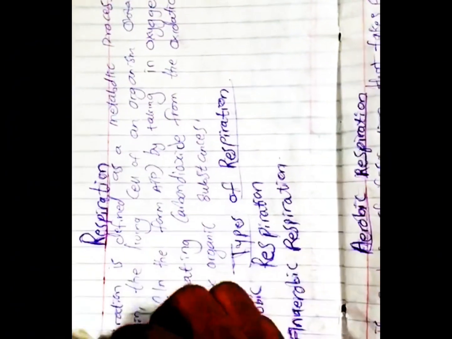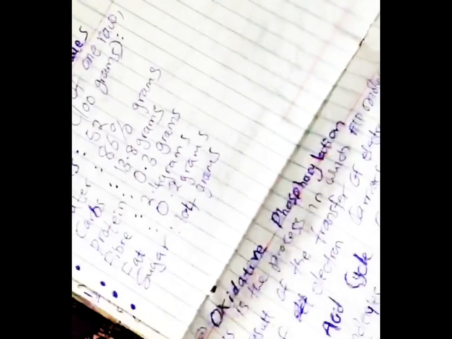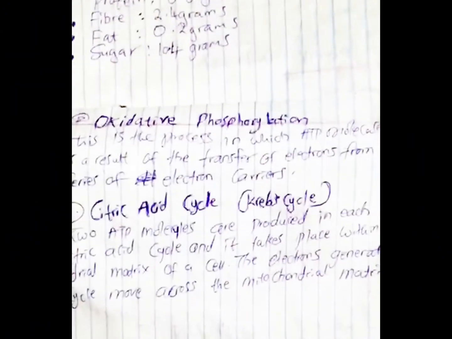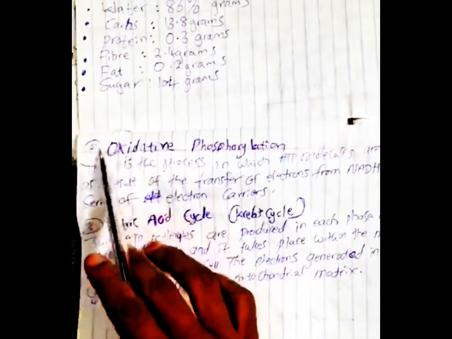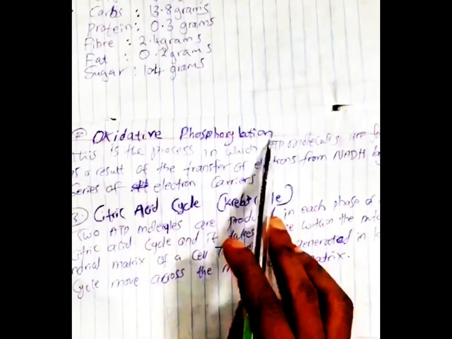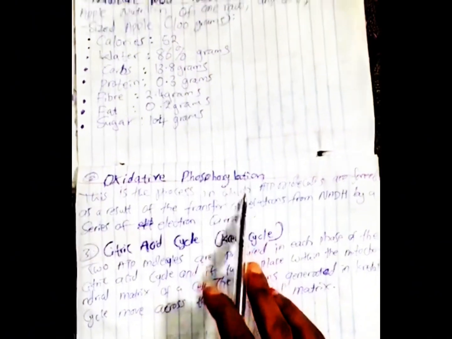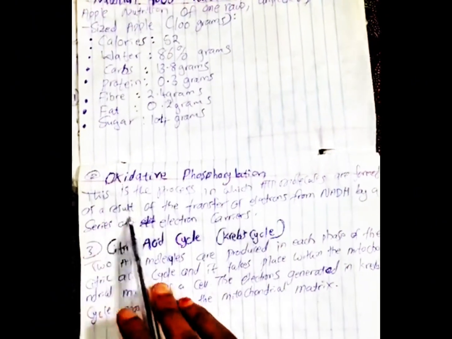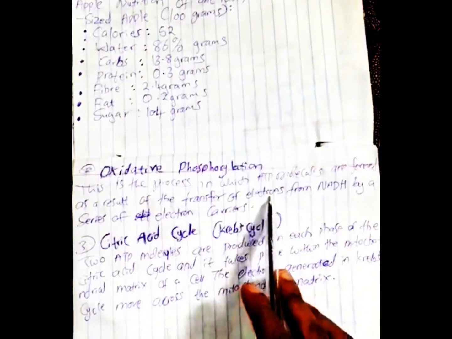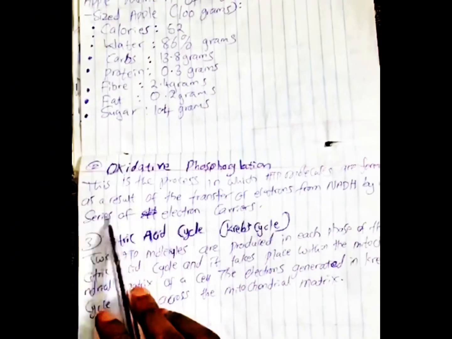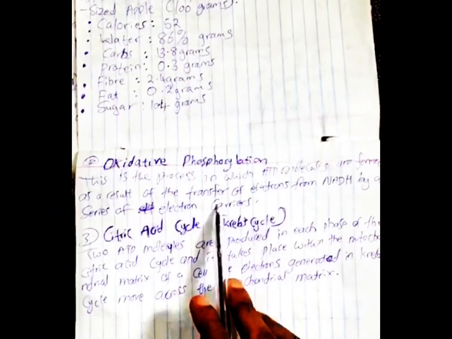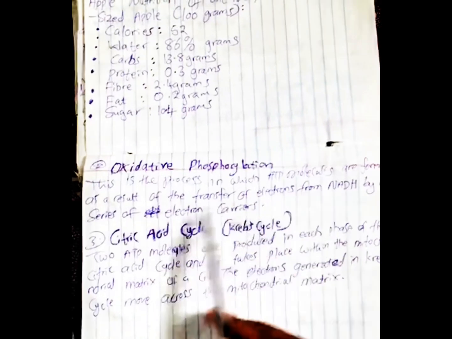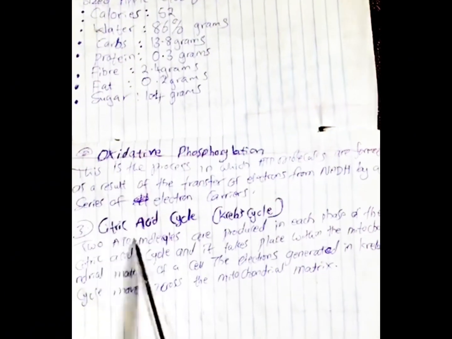Now let's look at the second one, which is number 2, oxidative phosphorylation. This is the process in which ATP molecules are formed as a result of the transfer of electrons from NADH by a series of electron carriers.